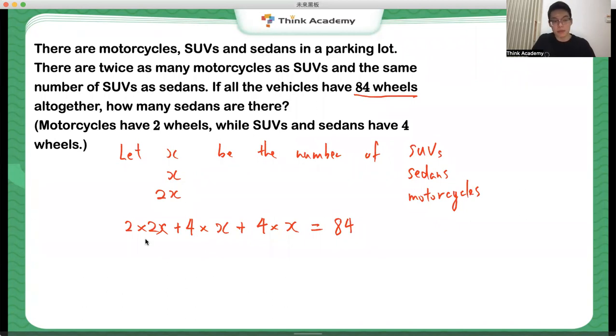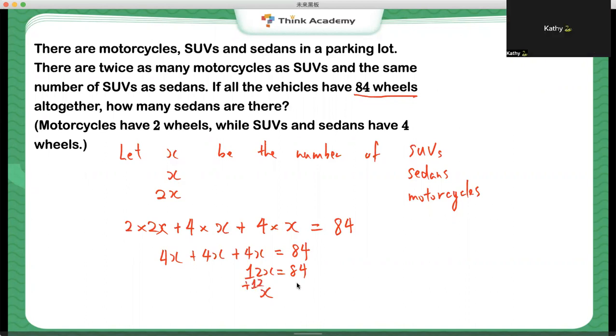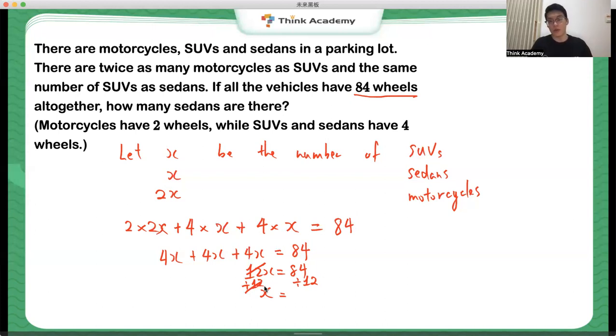So that's pretty simple now. 2 times 2x, that's 4x. 4 times x, that's 4x. 4 times x, that's 4x. So 3 of these 4x adding together is 84. And 3 of these 4x makes 12x altogether, and that's 84. So now for x, if I divide 12 from both sides, I can cancel out the 12 on the left-hand side, so x is what we're left with. And on the right-hand side, 84 divided by 12 is 7.